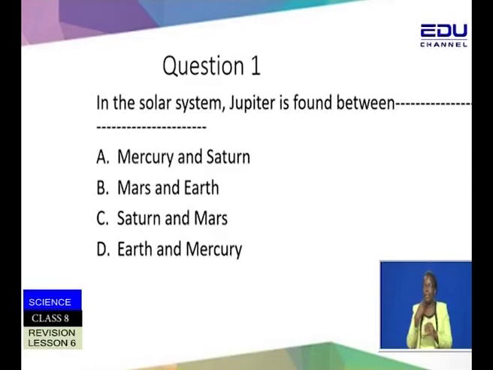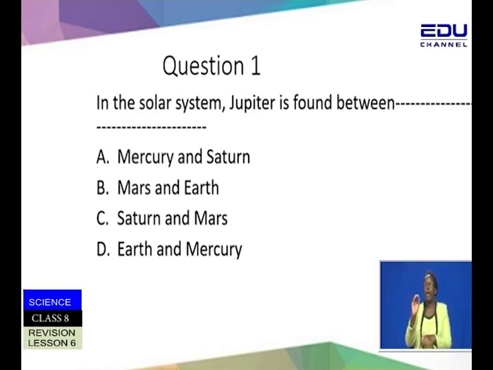So can we try? Here I have question 1. What is question 1 asking me to do? Question 1 is saying, in the solar system, Jupiter is found between: option A, Mercury and Saturn; option B, Mars and Earth; option C, Saturn and Mars; option D, Earth and Mars.